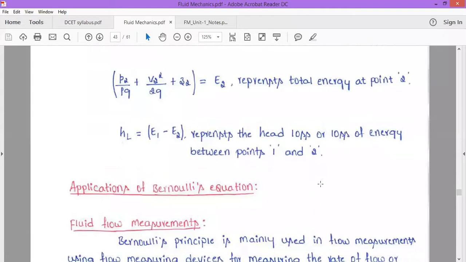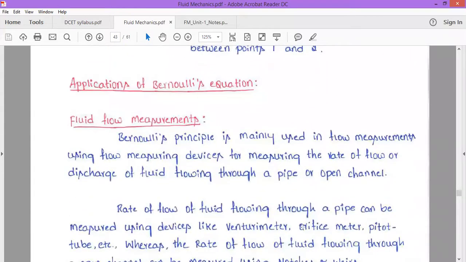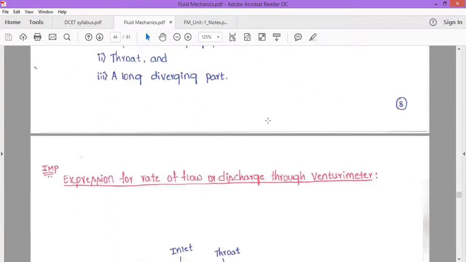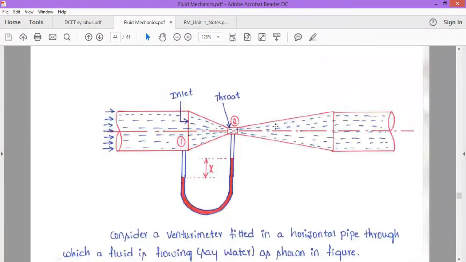And this Bernoulli's principle can be used for the measurement of flow. And the first flow measuring device we are having is a venturimeter. This is a flow measuring device. We need to insert this venturimeter in a pipeline, and it consists of three parts: a short convergent section, a throat, and a long divergent section.